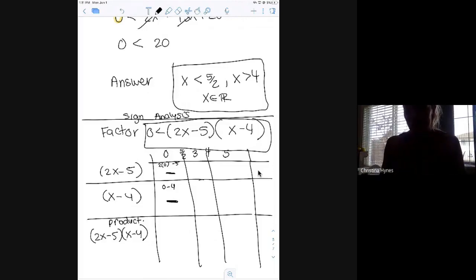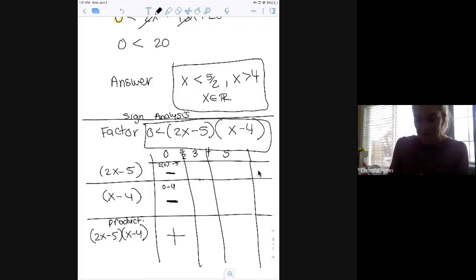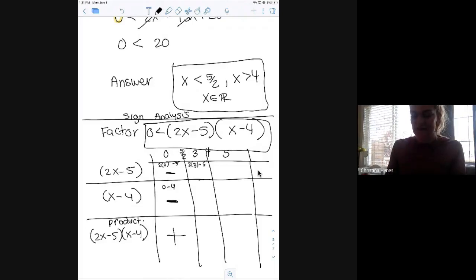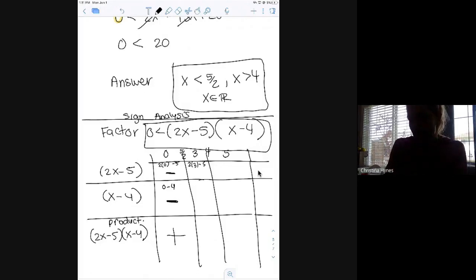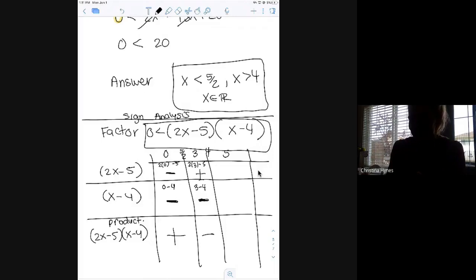So the product of them is where you take two negatives from the sign and you multiply them, you'll get the product, meaning the sign of what you'll get for your final answer without having to do crazy calculations or without even having to refer to your calculator. Two negatives becomes a positive when you multiply them. Now we go on to the next one. 2 times 3 minus 5 is going to be 6 minus 5, which is a positive value. Then we have x minus 4, which is 3 minus 4. That's going to be negative. A positive and a negative gives me a negative answer.